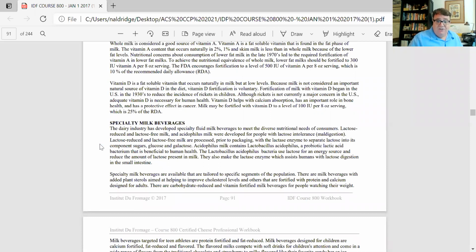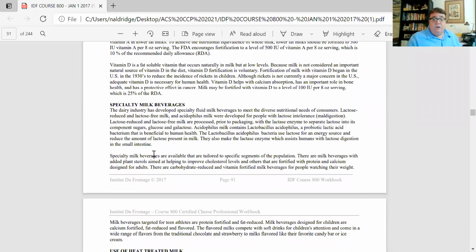Specialty milk beverages, I would definitely read through that. You're not going to get a whole lot about milk beverages because you're going to focus mainly on milk and cheese. But of course, any dairy product is fair game for a question to be asked, whether it be yogurt, kefir, quark, crème fraîche, and so on.